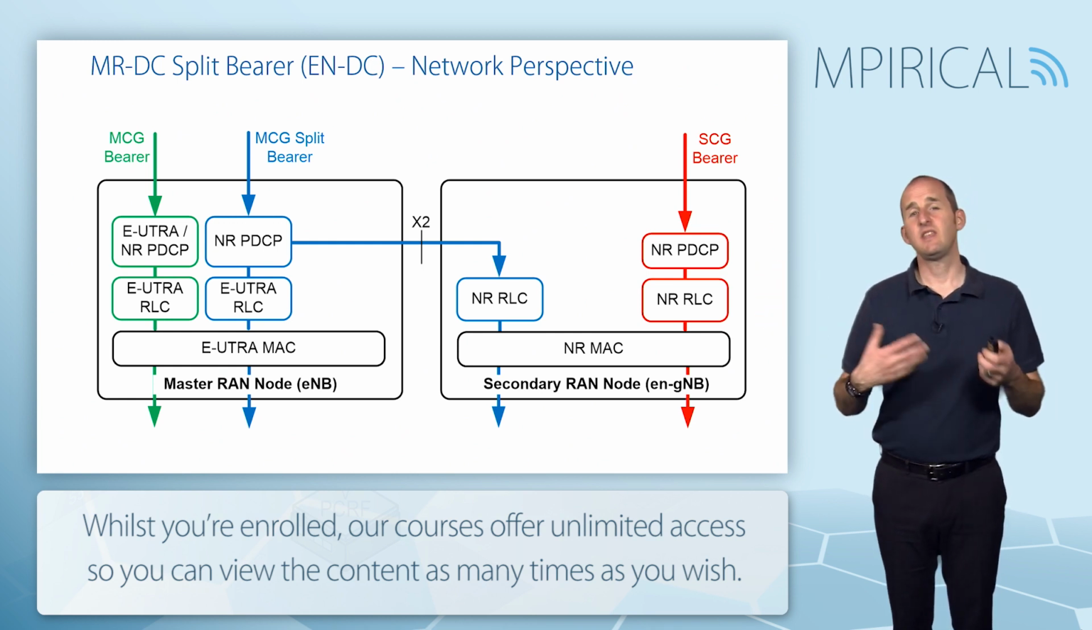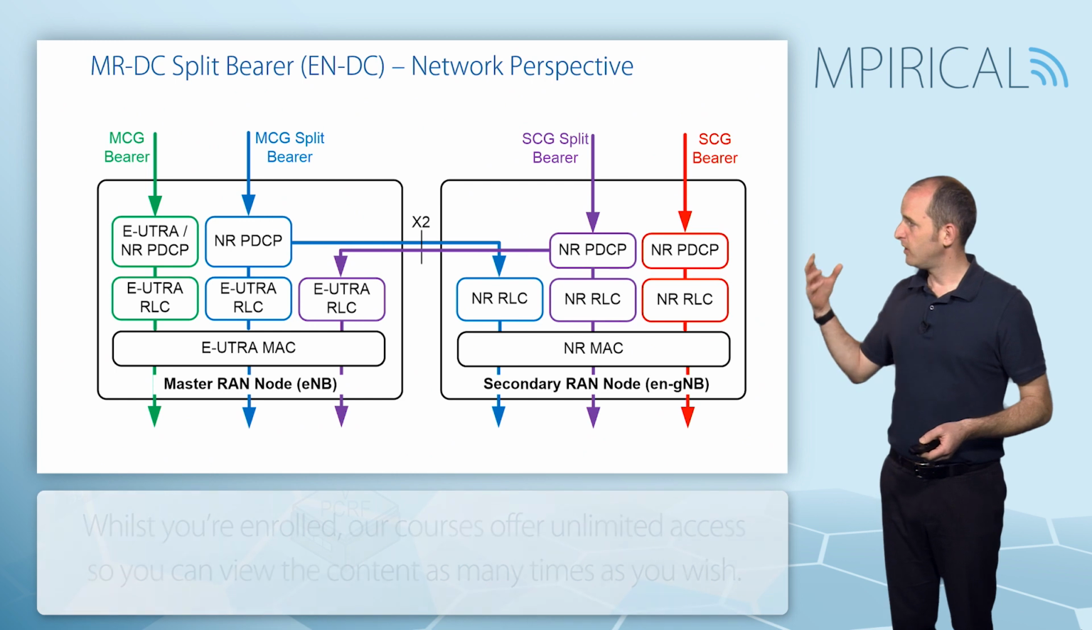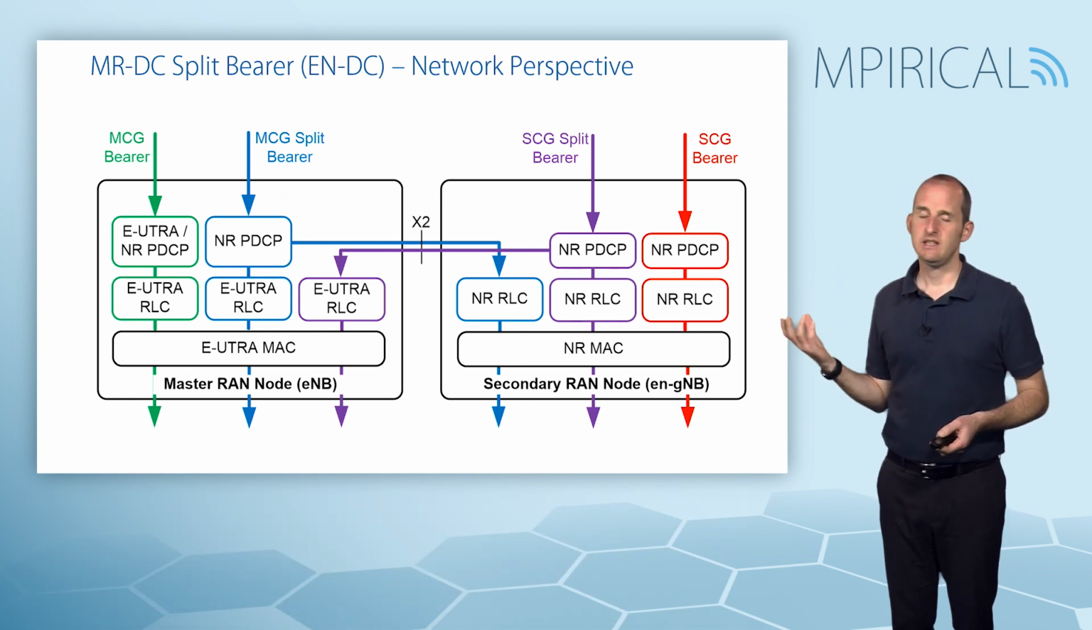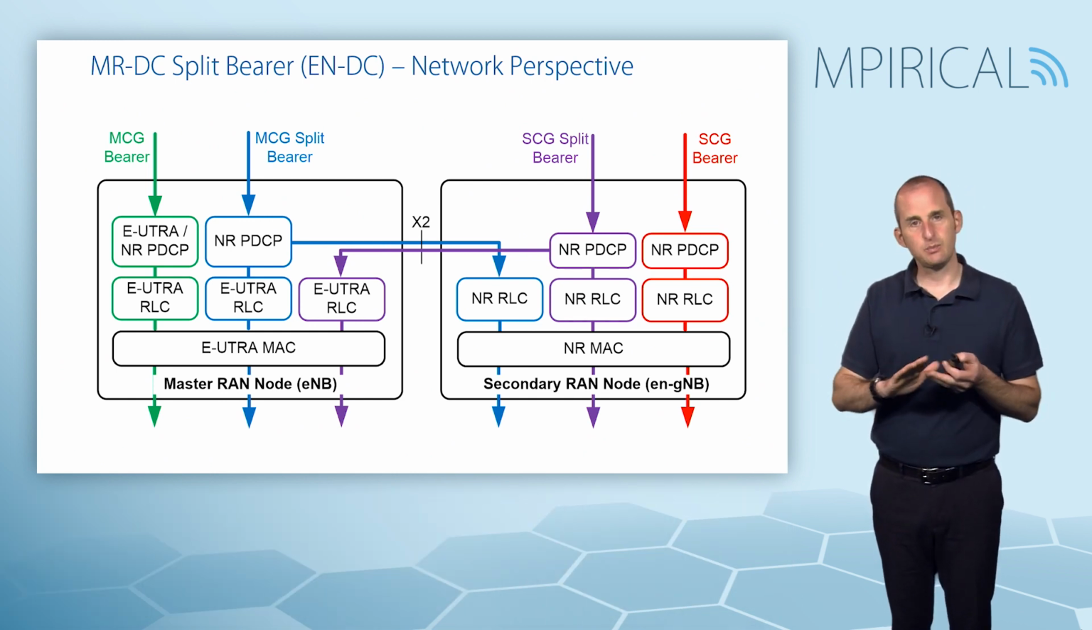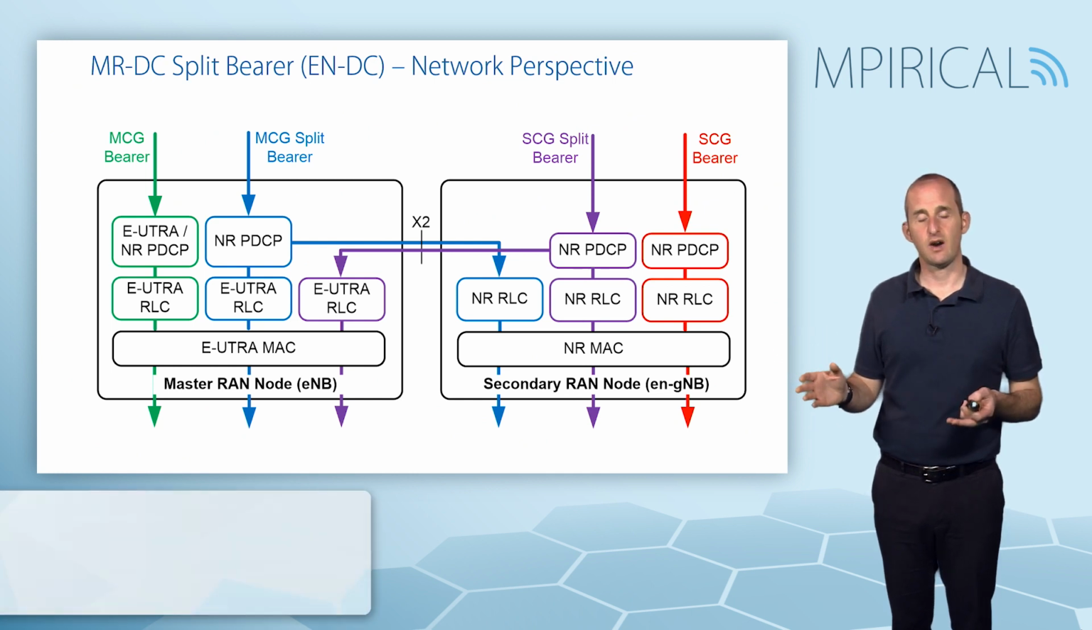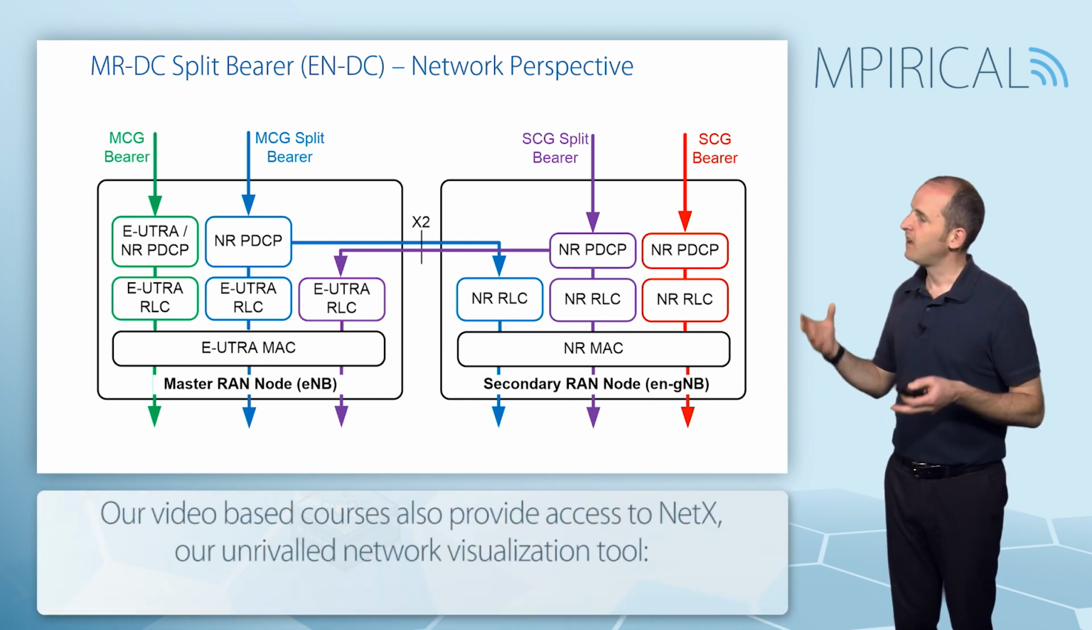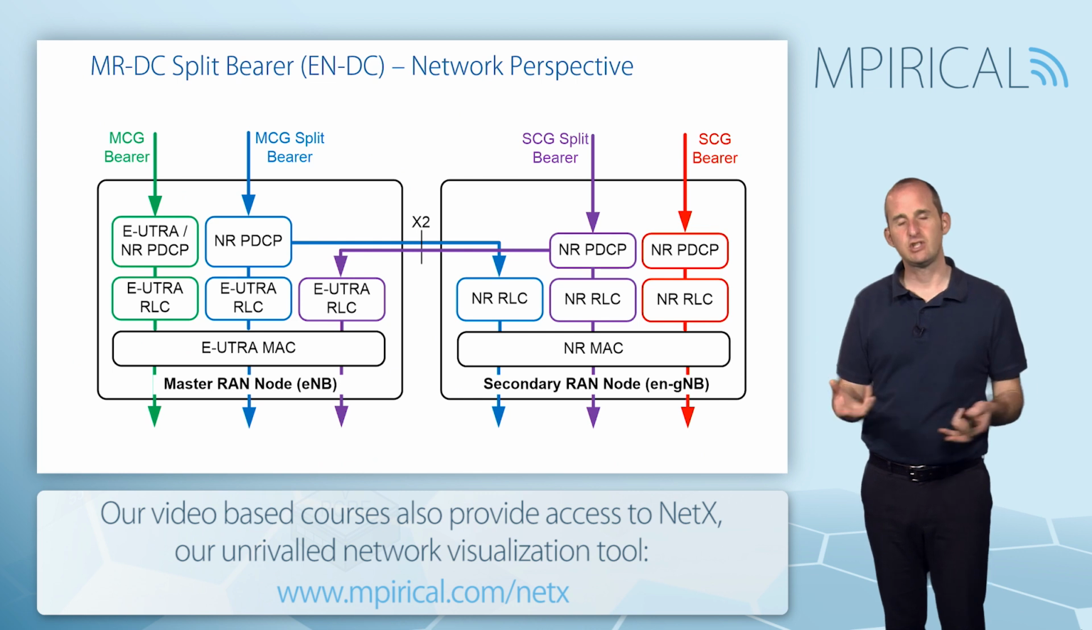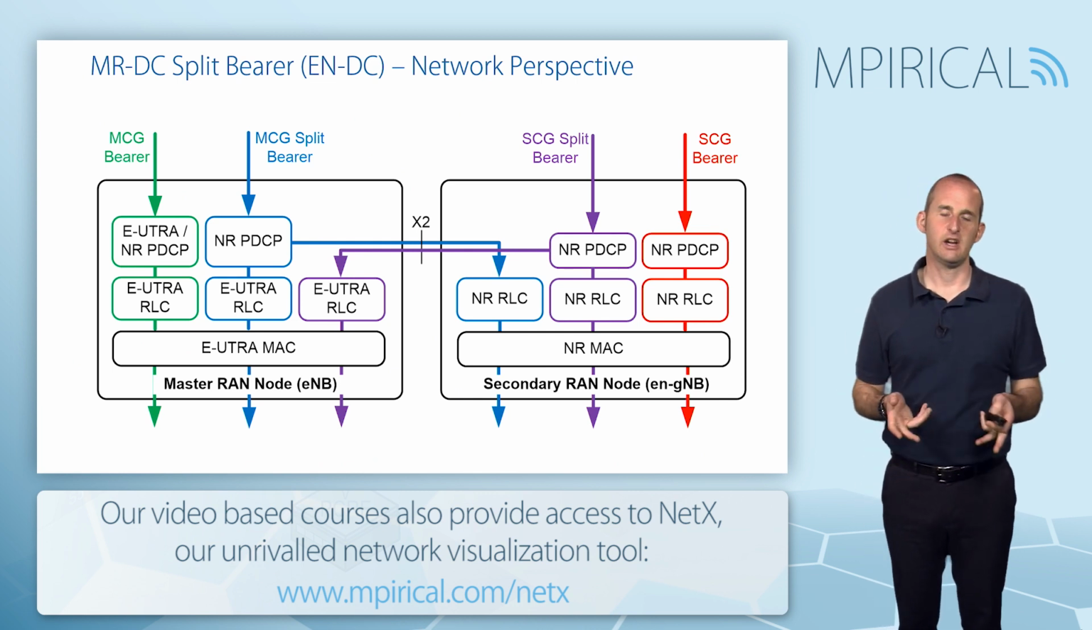It's the same story with the SCG split bearer. So we're arriving at the new radio PDCP layer. That is where the splitting of traffic takes place for our particular ERAB, and then it is sent onto the device from each of the nodes for the split bearer operation.